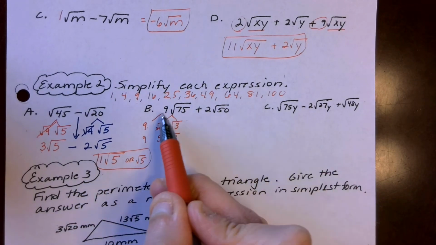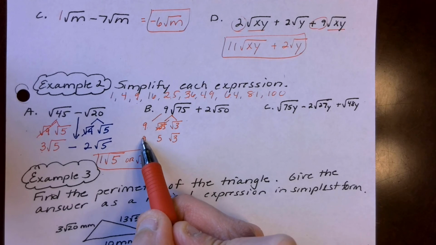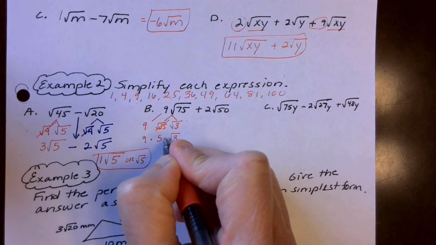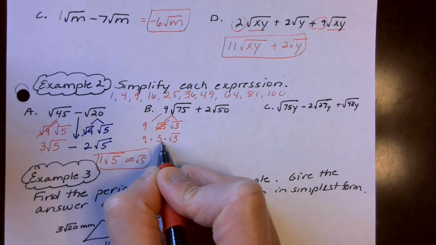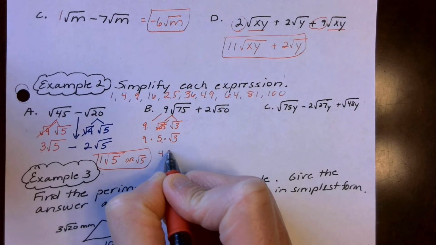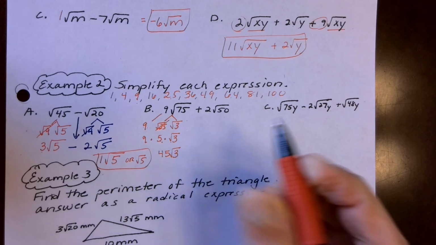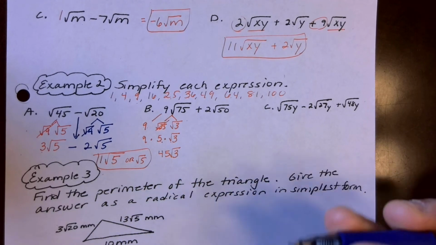First of all, make sure you don't lose the 9. That's out front. These are, again, all multiplied. So when I'm done here, I actually have 45 root 3 for that first term. Let's go to the other side.